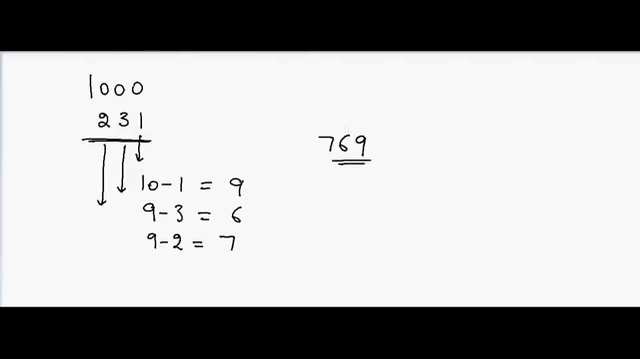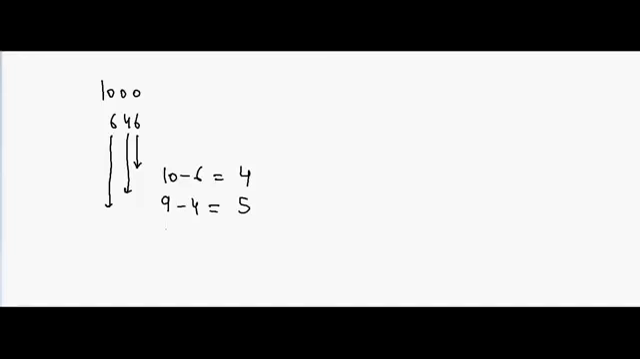Again, if I have 1000 minus 646, in that case I'll take the 6. 10 minus 6 is 4, then I'll take the 4. So 9 minus 4 is equal to 5, and then I take the 6. So 9 minus 6 is equal to 3. So the answer is 354. This method can be very helpful if we are in an exam or day-to-day calculation.